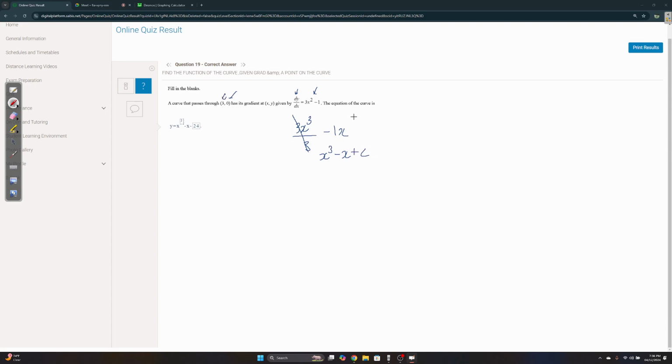They told you it passes through 3, 0 because they want you to find the c. So substitute: 3 cubed minus 3 plus c. What's my y when I substitute 3? It should be 0. Okay, so you're going to get 27 minus 3 plus c equals 0, so c equals minus 24, if you solve this equation. So we go back here. That means our equation is y equals x cubed minus x plus c, which is x cubed minus x minus 24.